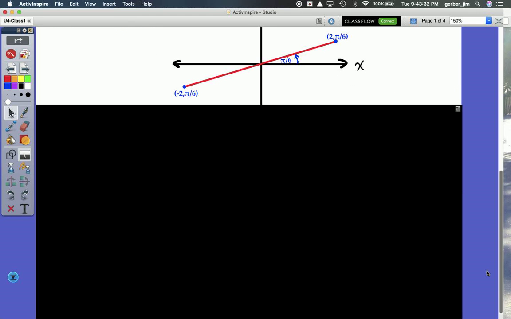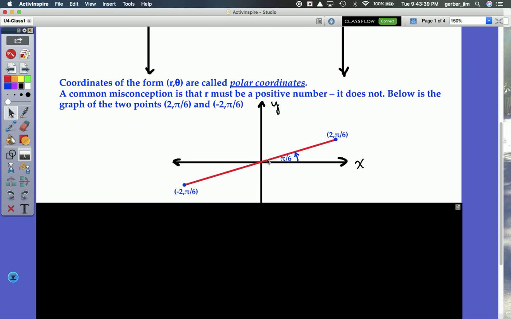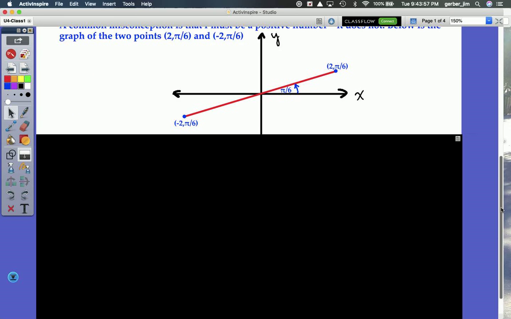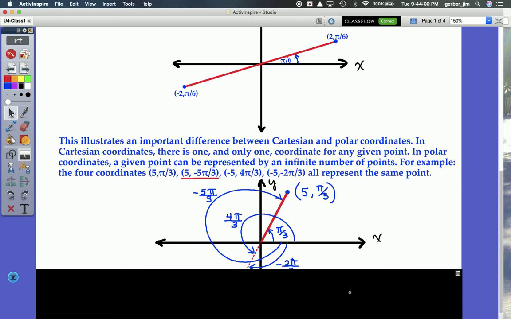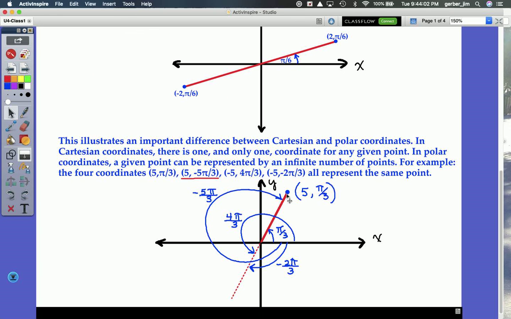Why is that true? Well, let's think of a specific example. Let's imagine the point 5 comma pi over 3. If I wanted to graph it, I would start on the positive x-axis and rotate through an angle of pi over 3 radians, in other words, 60 degrees. So I'm up here someplace. Then I move along a distance 5, and that would be the point 5 comma pi over 3. But there are a lot of different ways of getting that same point. I can imagine going pi over 3 radians and a distance of 5, like I just said.